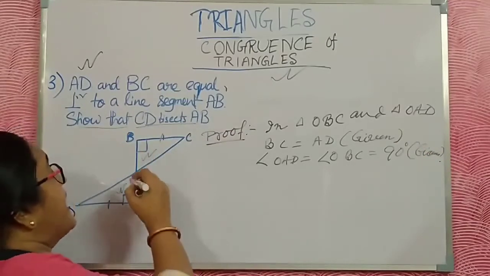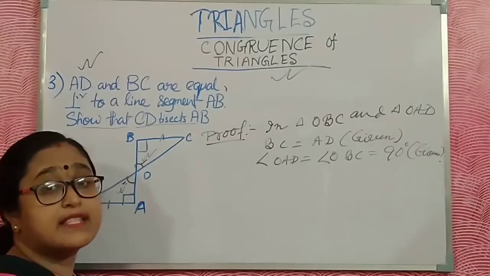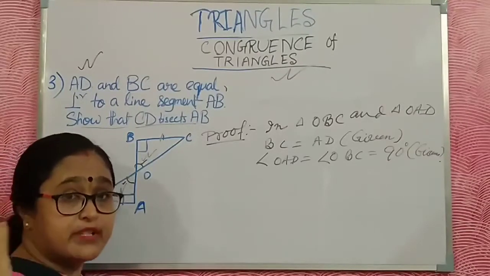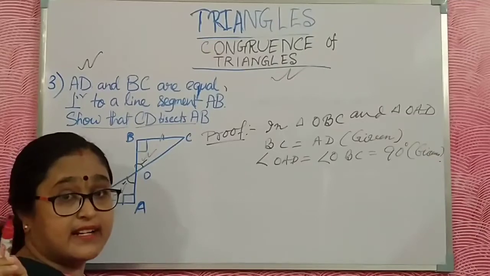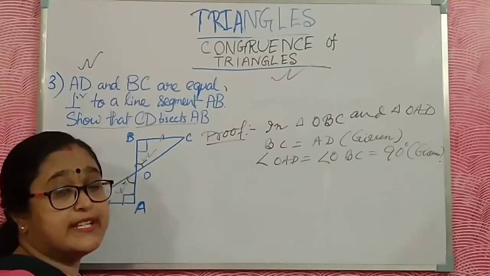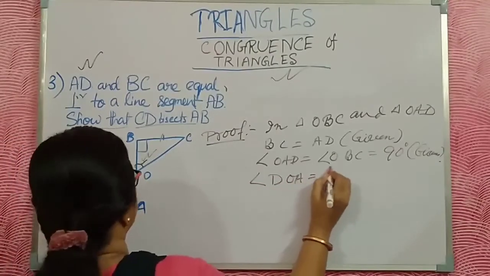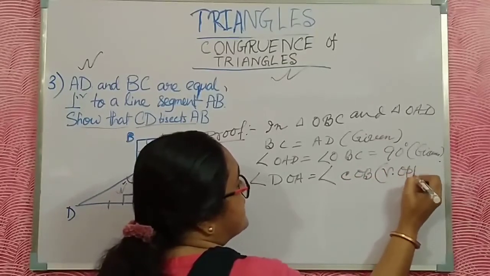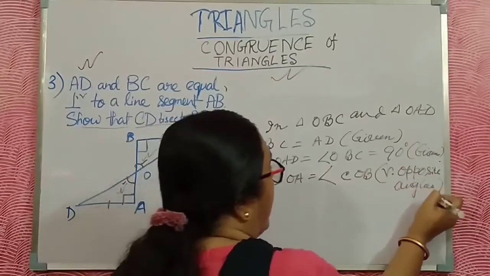Okay. And then another point is that these two angles are equal because they are vertically opposite angles. All of you know, I already discussed in previous classes, when I discussed angle properties of lines and angles, that vertically opposite angles are equal. Okay. Now I write angle DOA is equal to angle COB. Just write like this. This is vertically opposite angle, that's why these two angles are equal.